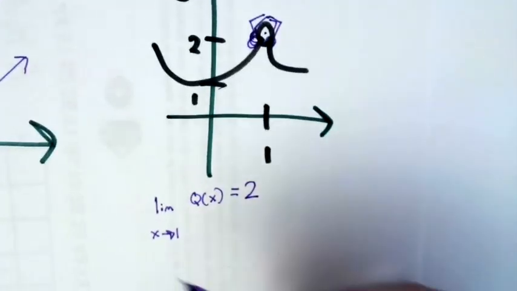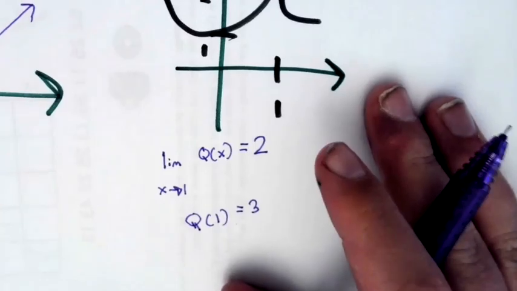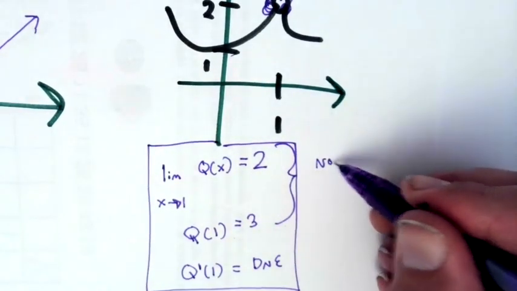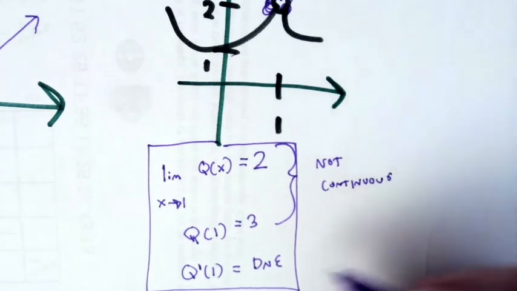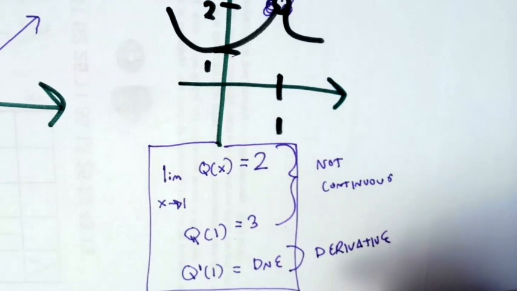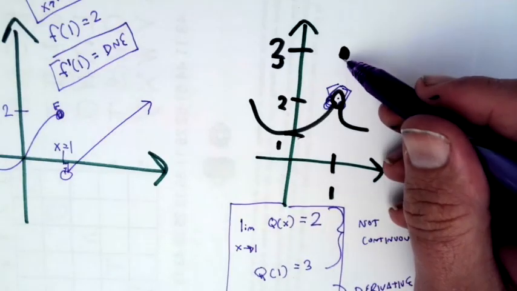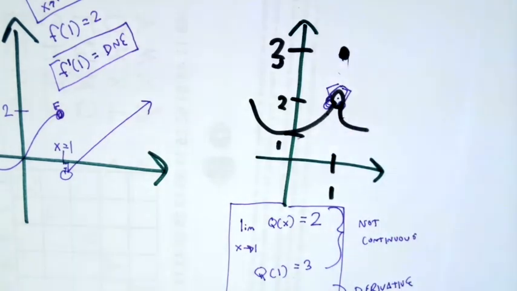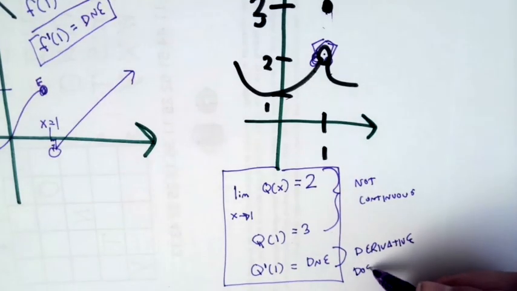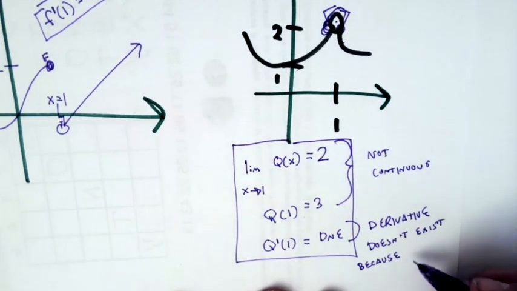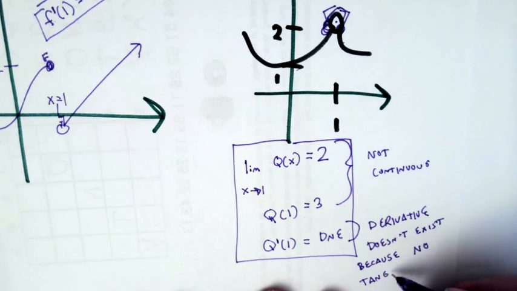What would q of 1 be? q of 1 would be 3. What would q prime of 1 be? Because these two don't match up, this is not continuous. But the reason that the derivative doesn't exist is because the derivative is defined in terms of this tangent line. Well, if I start here and try to go backwards, it's just discombobulated. So the derivative doesn't exist because no tangent line can be drawn in a coherent way.